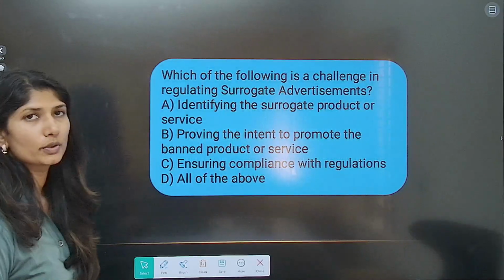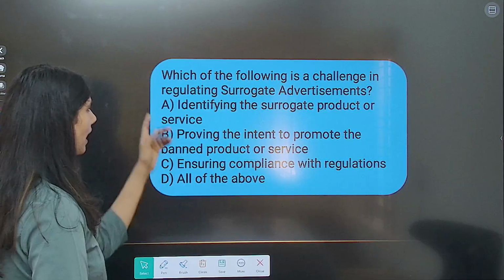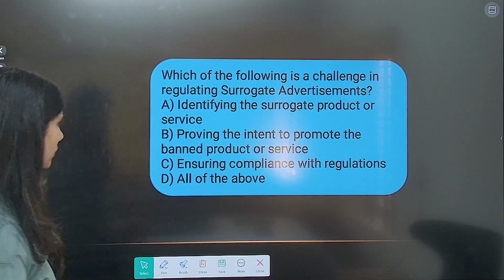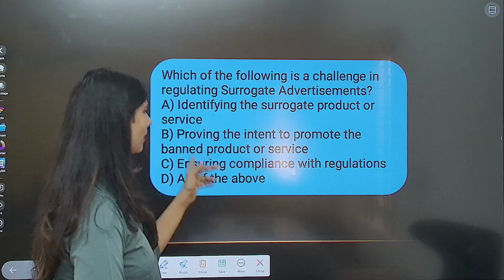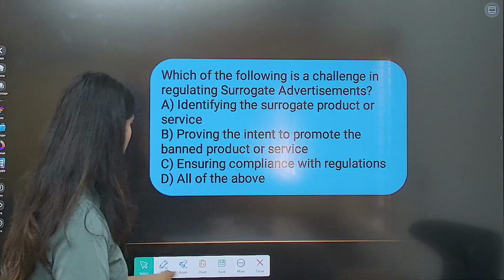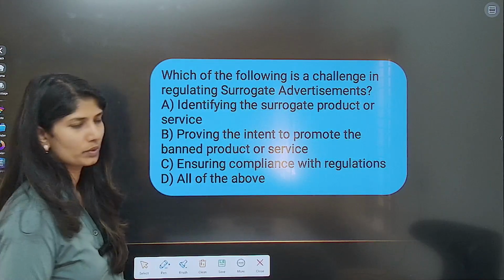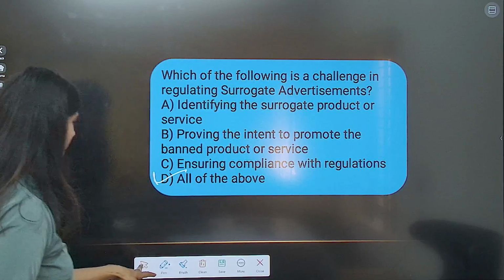Which of the following is a challenge in regulating surrogate advertisements? Identifying the surrogate product or service, proving the intent to promote the banned product or service, ensuring compliance with regulations, or all of the above. Here, all of the above is a possibility. Okay.